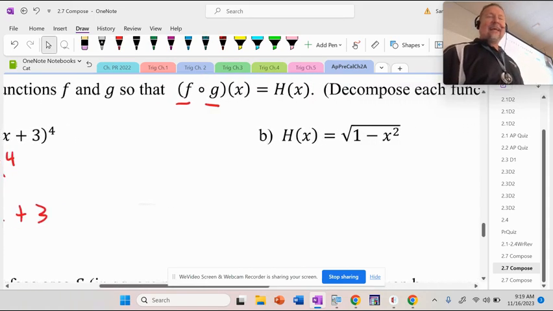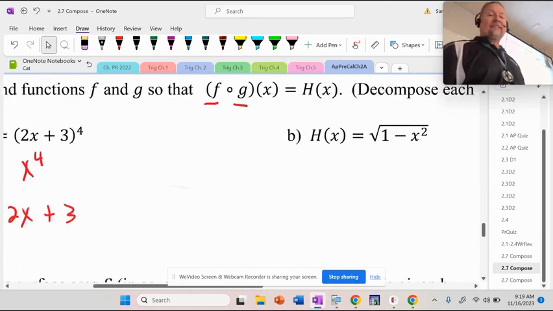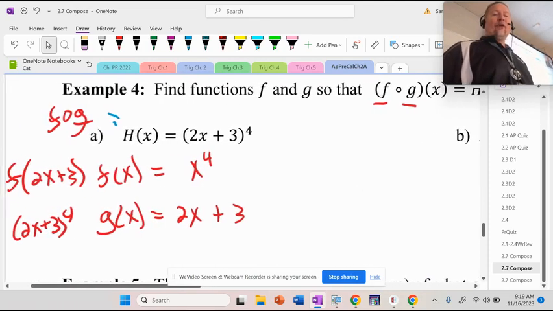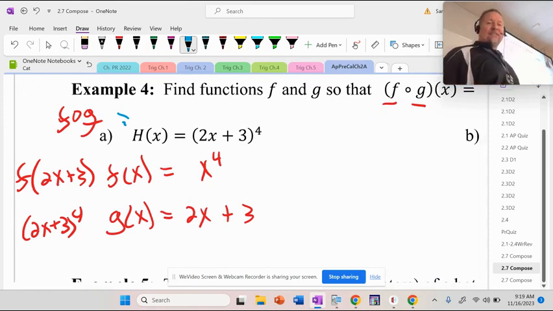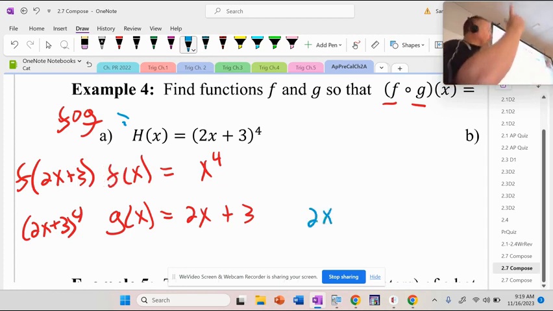Next one. Or can someone think of another one? How about I do this? What if I said just g of x was 2x? Then tell me what f of x would have to be. Someone's got to be able to come up with this. What would f of x be then?